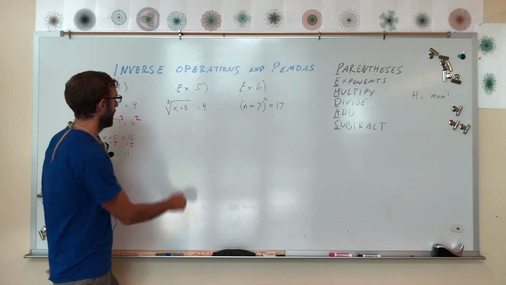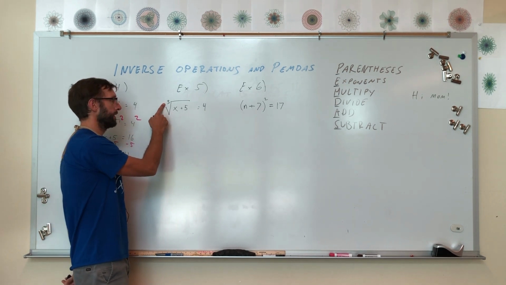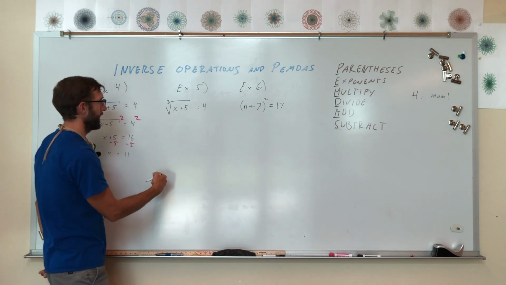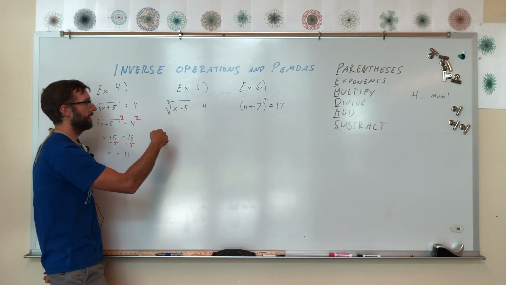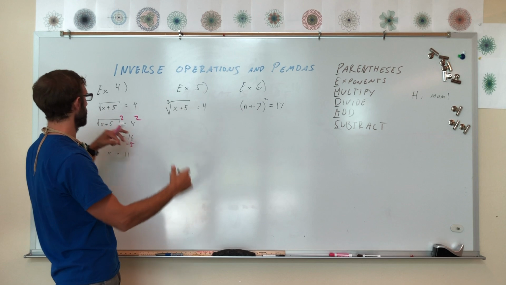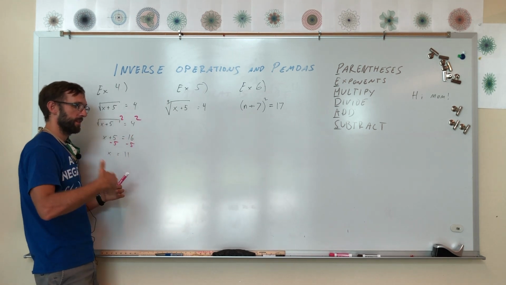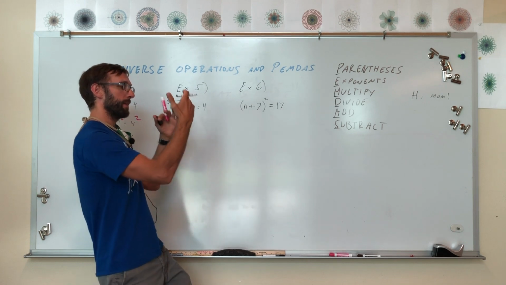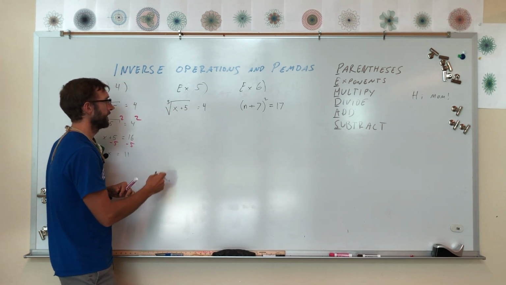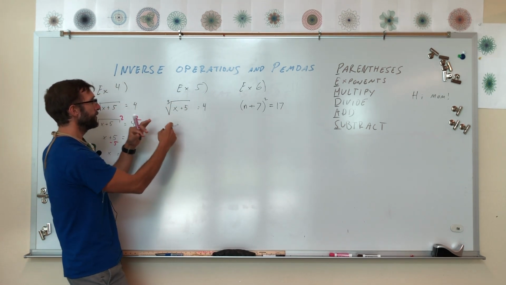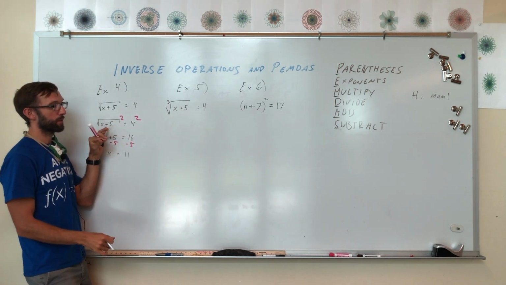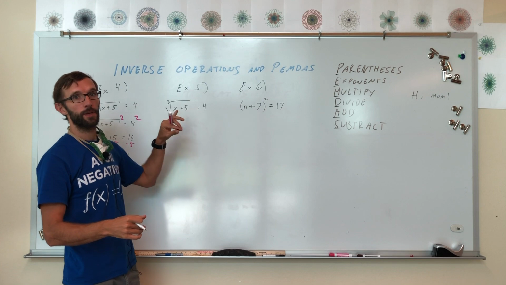All right, let's go here. The cube root of x plus 5 equals 4. So the cube root is a little different. Instead of the square root, it's the cube root. It means we're taking 3 of some number and multiplying them together to get something. So how do we undo a cube root? By cubing. How do we undo a square root? By squaring. How do you undo a cube root? By cubing.